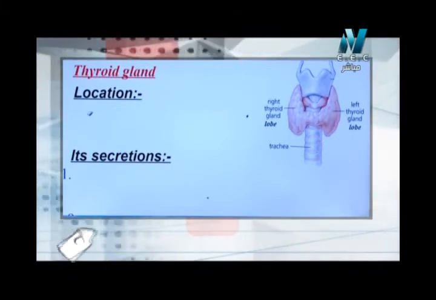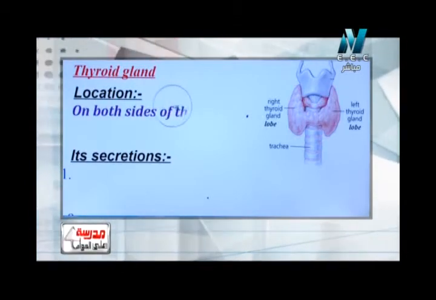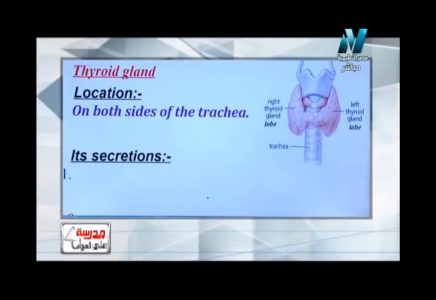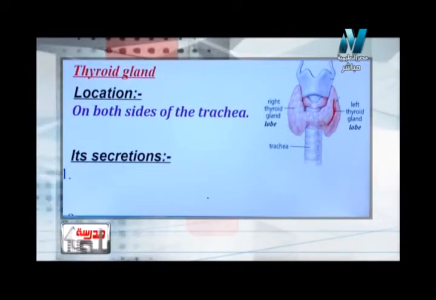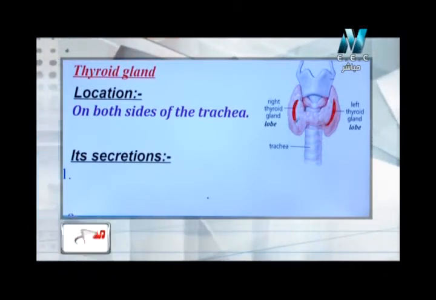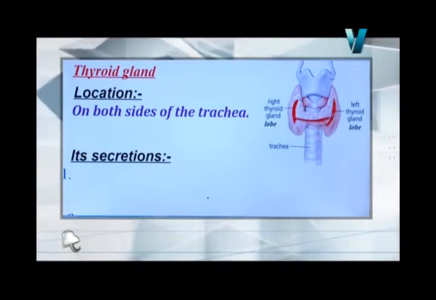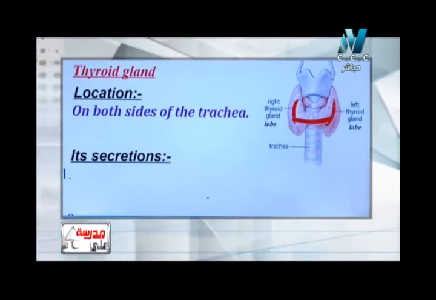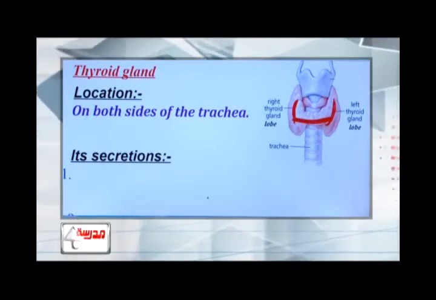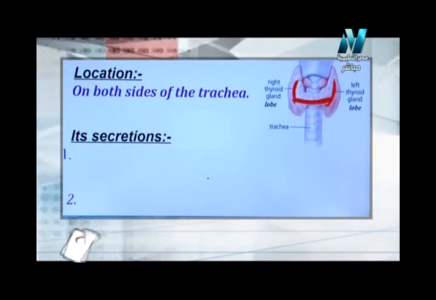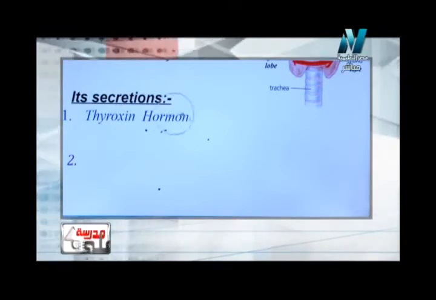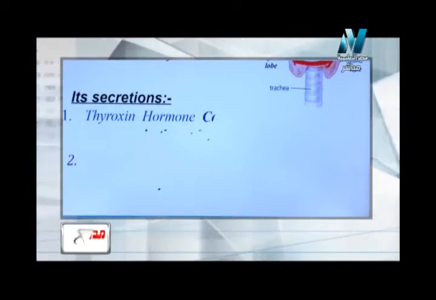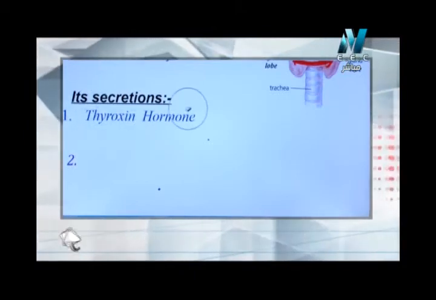Its location is on both sides of the trachea, right side and left side, but both sides are connected, not separated. So this gland is on both sides of the trachea. What does the thyroid gland secrete? It secretes two hormones. Hormone number one is thyroxine hormone. What does thyroxine hormone do?